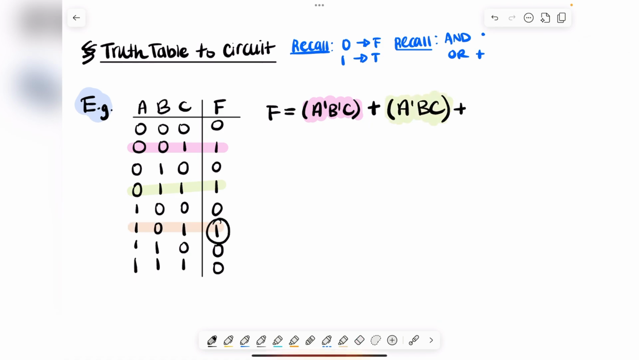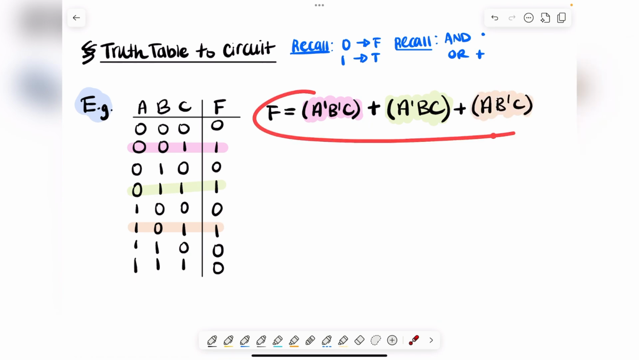The output is true here as well, where a is true, b is false, and c is true. So a is true, and b is false, and c is true. Again, and can be multiplication, so we could just write this as a times b prime times c. And that's it. This is our formula.